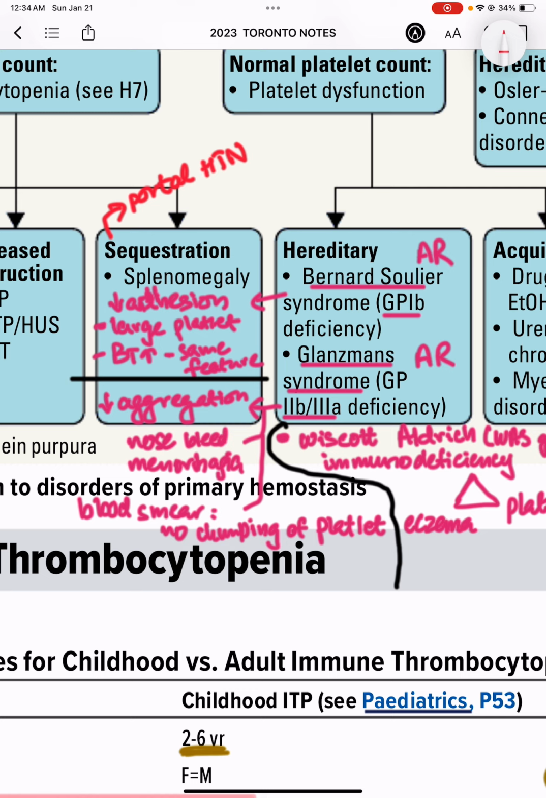Then we have Glanzmann syndrome. In Glanzmann syndrome, we have deficiency of glycoprotein 2b3a, which helps with the aggregation of the platelets, the clumping of the platelets. Because of this deficiency, we'll have less aggregation. We'll still have nasal bleeds and menorrhagia. Those would be the clinical features. On the blood smear, we would see no clumping of platelets in Glanzmann syndrome, and that is an autosomal recessive disorder too. These are the hereditary ones.